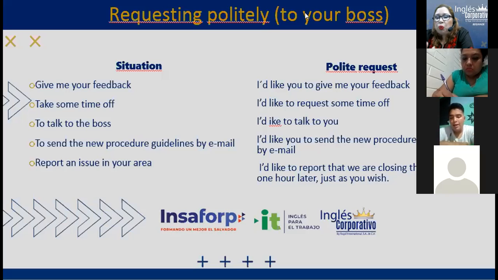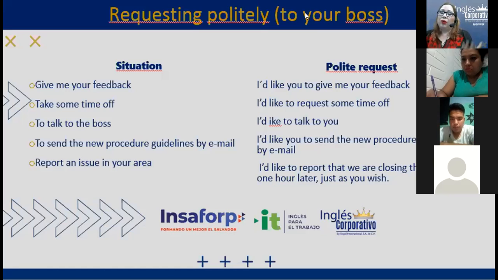Now, the next situation we have as an example here is, for example, you have to send new procedure guidelines by email. O usted quiere enviar algo por el email, qué sé yo, instrucciones que quiere que se haga en el nuevo proceso, ¿verdad? Entonces, yo le digo a mi jefe, o le quiere pedir usted a su jefe que le envíe esas instrucciones vía email. Usted le dice, I'd like you to send the new procedure guidelines by email, please. Okay, remember, we want to be polite. So we say, please, I'd like you to send the new procedure guidelines by email.